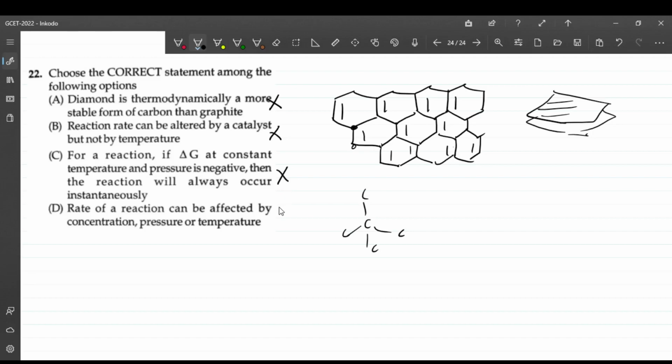And the last option is: rate of reaction can be affected by concentration, pressure or temperature. Yes, if you alter the concentration of the reactant, the pressure or the temperature, the rate of reaction can be altered. So the correct statement is option D.